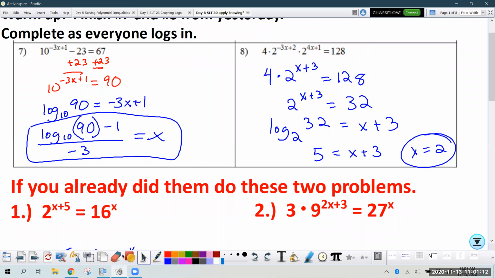I'm going to do one upgrade. We don't really write the base 10 when it's a log base 10, so your answer should look, say, log of 90 minus 1 divided by -3.